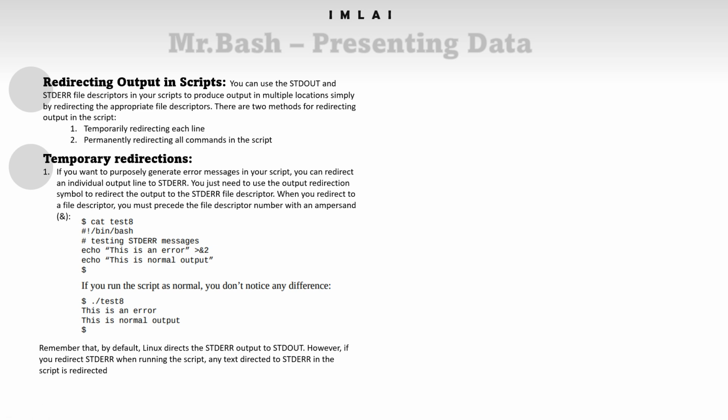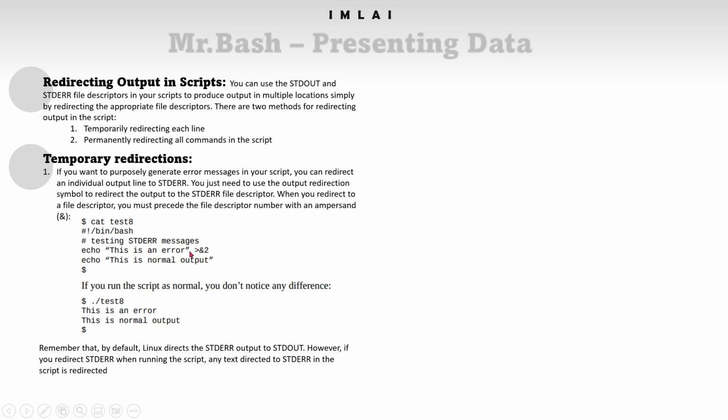In this example, cat test. Testing stderr messages, echo. We just want to purposefully push a standard error message. These are not actual standard error messages, but we want to create an error message and purposefully push it. So this is how you have to write it: echo "This is an error message", then the greater than symbol, then an ampersand and then 2.